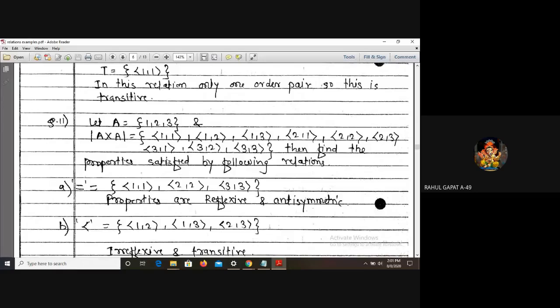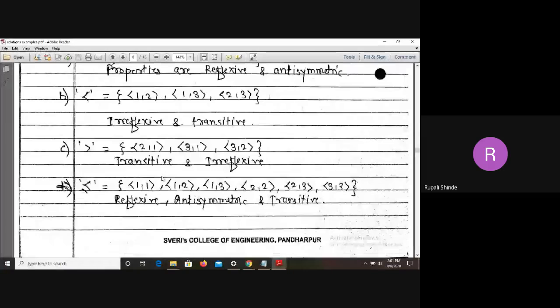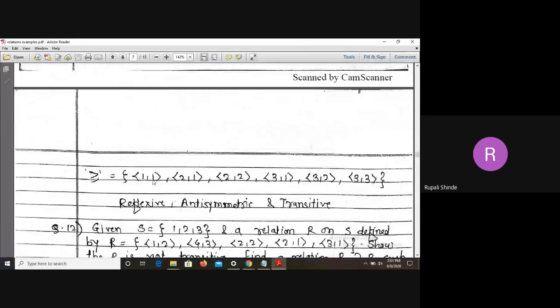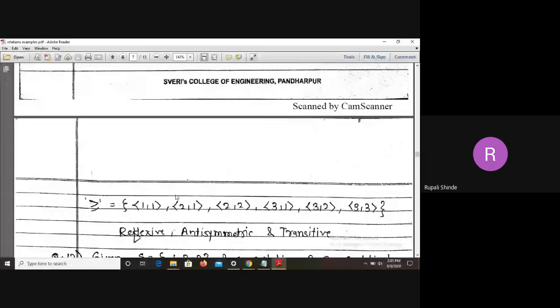1 comma 1, 2 comma 1, 2 comma 2, 2 comma 2. Okay. 3 comma 1, 3 comma 2 and 3 comma 3. Yes. So all these order pairs we can include in this greater than equals to. So again we have to check for what are the different properties satisfied by these. Again it is including order pairs as 1 comma 1, 2 comma 2 and 3 comma 3.